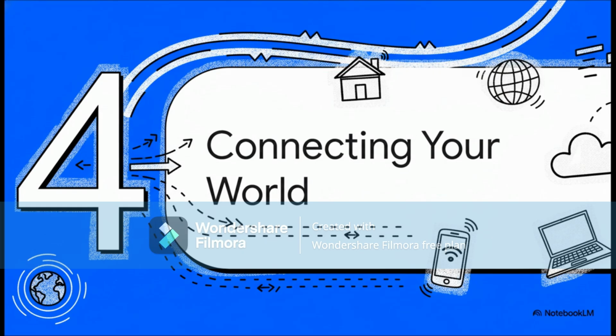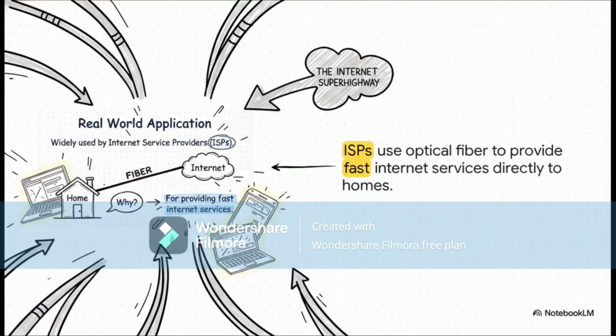Okay, this all sounds really cool in theory, but where do you actually find this stuff in the real world? Let's connect the dots. This is the number one place you'll see it in action. You know your internet service provider, or ISP? Well, they're the ones who use these huge networks of fiber optic cables to bring super fast internet right to your neighborhood and even right into your home. That little cable is basically a superhighway for all your data.